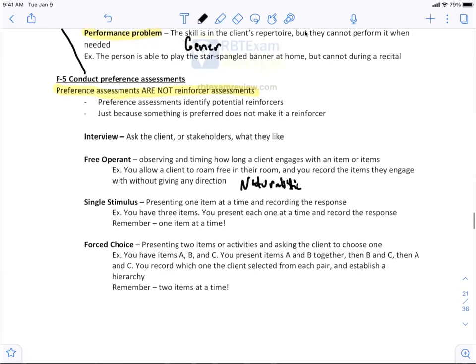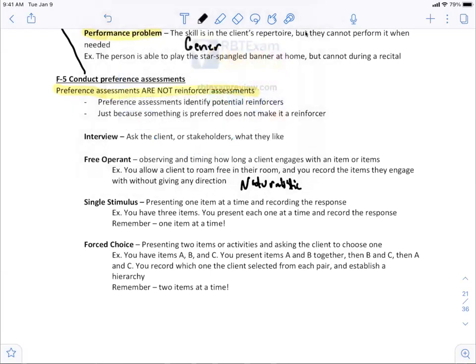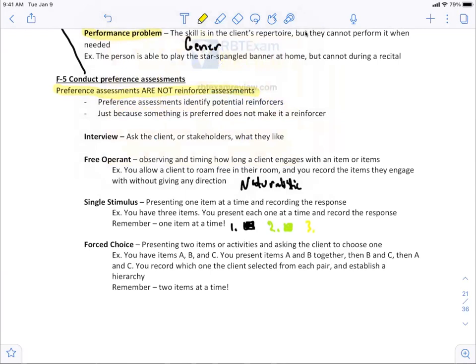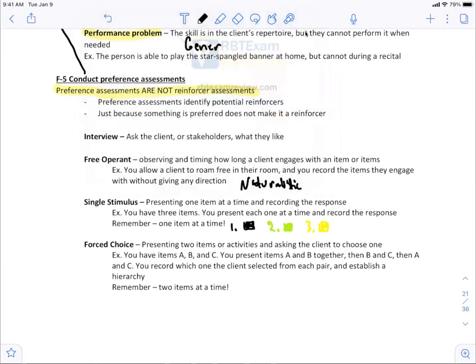Single stimulus. With a single stimulus, you're going to present one item at a time and see what they like. So first, you might present the black square. Do they like this? Yes or no? Then you present the green square. How do they react? Do they take it? Do they look at it? Do they like it? Yes or no? One at a time, right? And then maybe the yellow square. So each individual stimulus is being presented one at a time, and you record the response. Remember, the key here is one stimulus at a time.